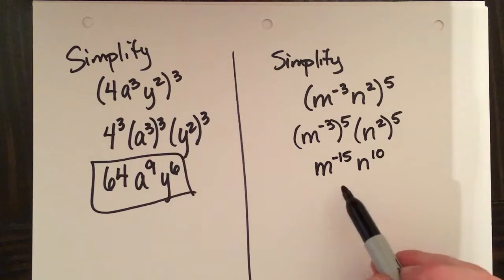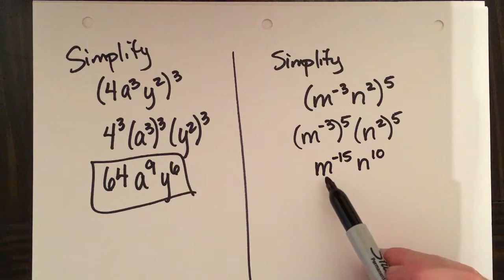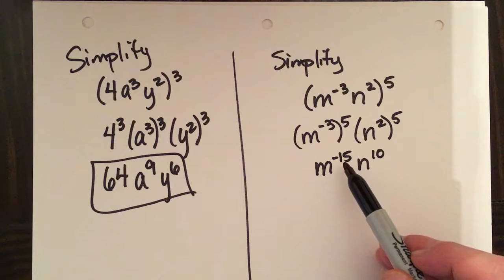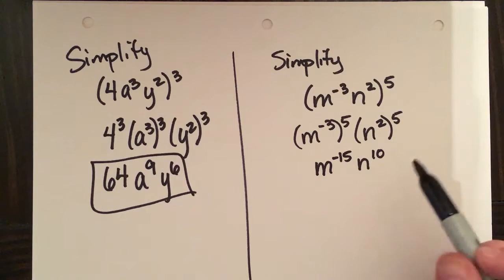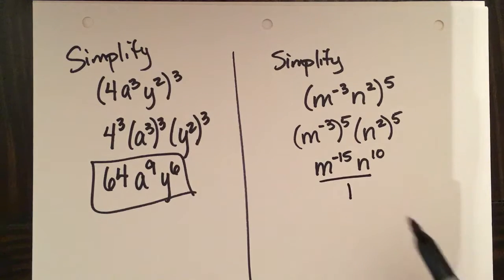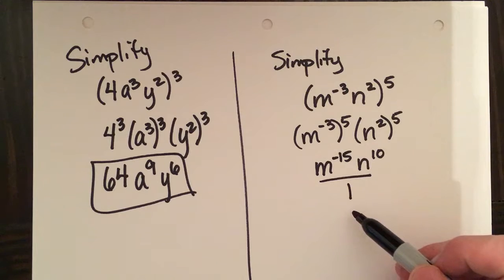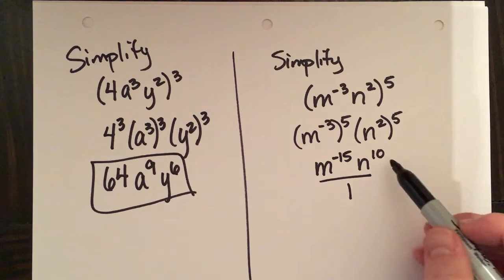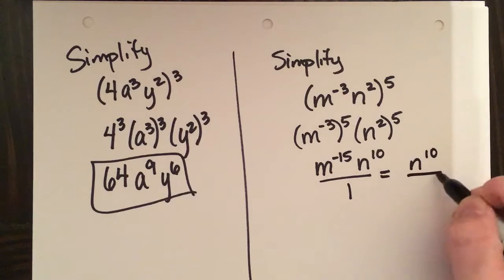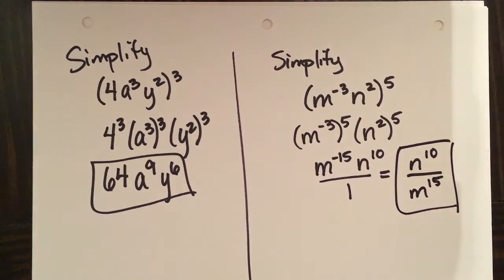which is fine for your final answer, except you can't have negative exponents. So m to the negative 15th, remember a negative exponent just means it's on the wrong side of the fraction. Well, there is no fraction, so you can think of it as over 1, but m to the negative 15 on the top means that if you move it to the bottom, it would be m to the positive 15. Now, n to the 10th is already positive, so it stays on the top, and on the bottom is m to the 15th. There's your final answer.